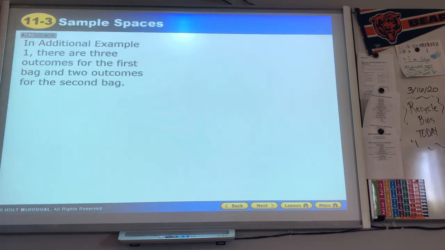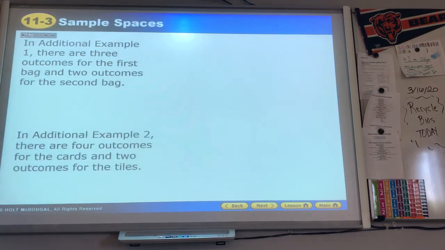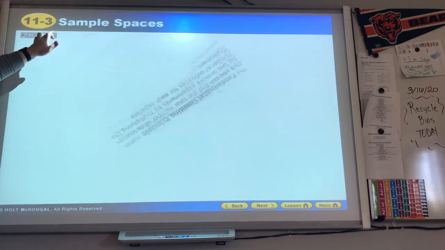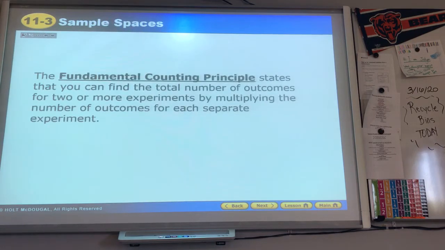Now, in additional example 1, there are 3 outcomes for the first bag and 2 outcomes for the second bag. In additional example 2, there are 4 outcomes for the cards and 2 outcomes for the tiles. If we look at these, 3 times 2 is 6. 4 times 2 is 8. The fundamental counting principle states that you can find the total number of outcomes for 2 or more experiments by multiplying the number of outcomes for each separate space.